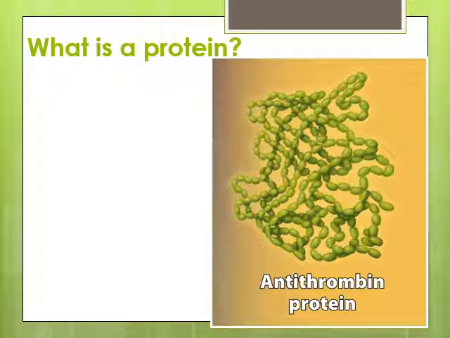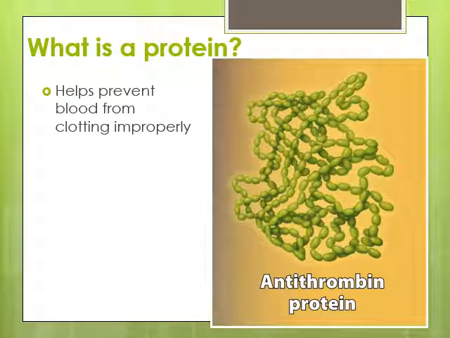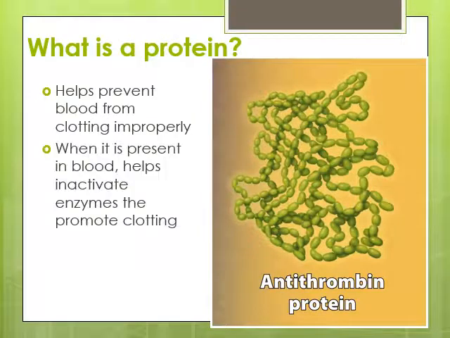So again, some of the functions of proteins, one of the ones that's discussed in your book, actually I'm not sure if it's discussed in your book anymore, but we're going to focus on it in this lecture, is the antithrombin protein. And basically this protein helps prevent your blood from clotting improperly. We want a little bit of blood clotting, right? We don't want, if we cut ourselves, for our blood to just keep running and running until we run dry. But at the same time, we don't want our blood clotting so much that it causes something like a stroke. So we need this protein.